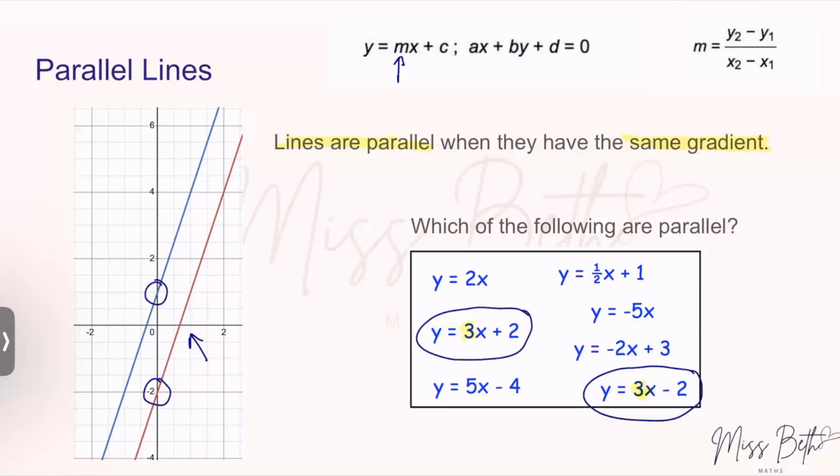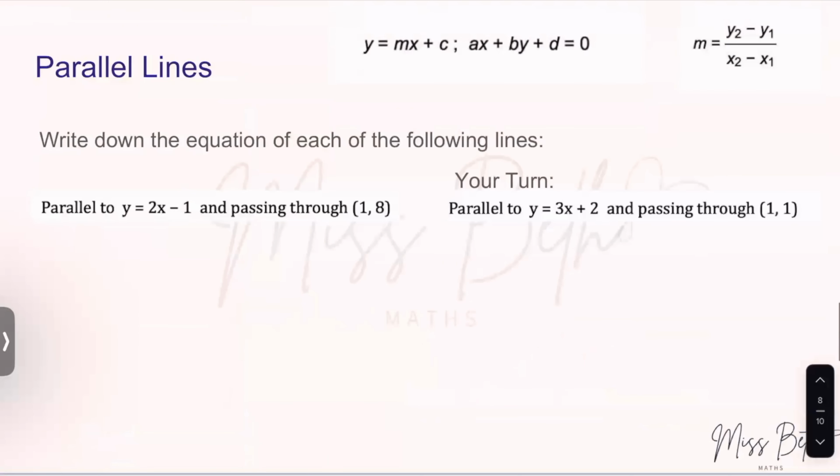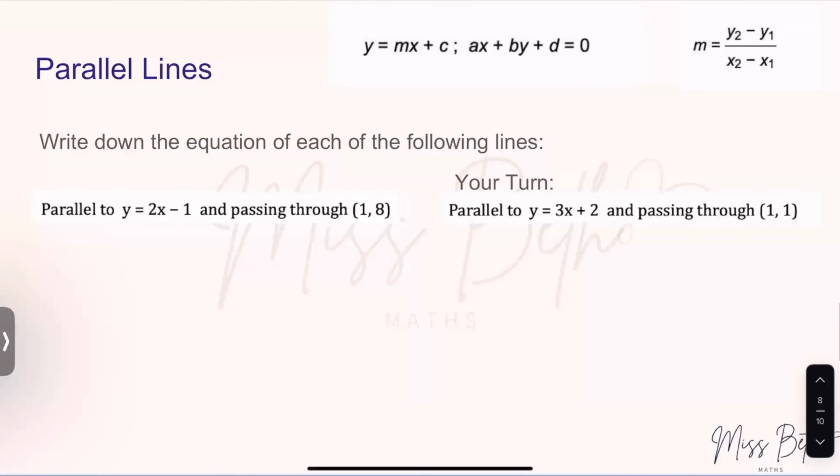So a bit more practice on parallel lines. Slightly more complex kind of question that you might get asked, okay? So write down the equation of the following line, parallel to y equals 2x minus 1 and passing through the point 1, 8. Okay, so what we've just learned there is that parallel lines have the same gradient. So I know that the line that's parallel to this is going to have a gradient of 2. So m is equal to 2.